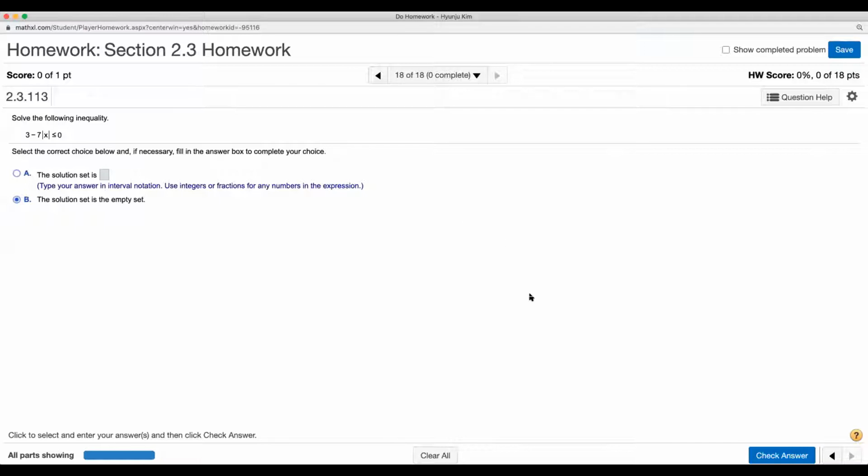solve the following inequality: 3 minus 7 times the absolute value of x is less than or equal to 0. We saw similar problems in chapter 1, right? But let me find the solution set by graphing 3 minus 7 times the absolute value of x, using the transformations we learned in 2.3, okay?